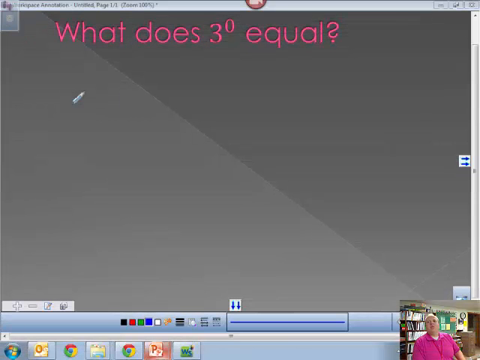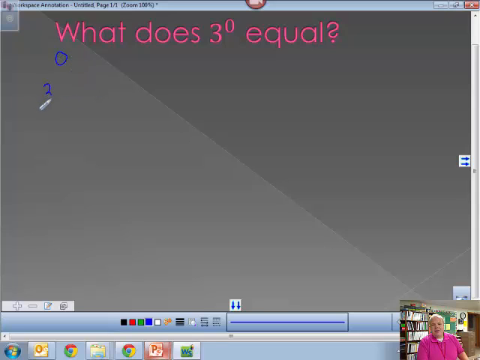So I have a question. What does 3 to the 0th power equal? Well, let's say, for example, I think it's going to be 3 times 0, which is 0. So I think it's going to be 0. Let's see if that works.